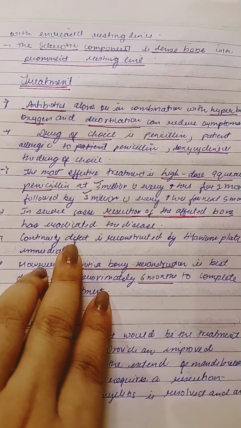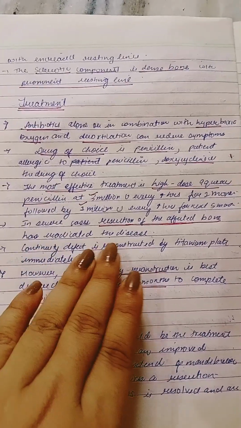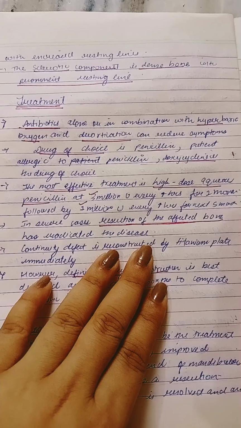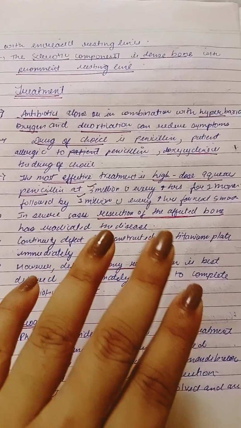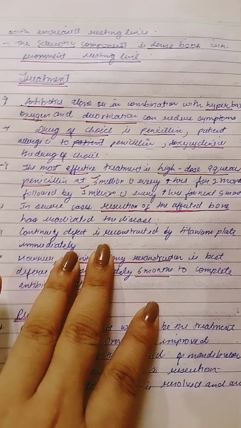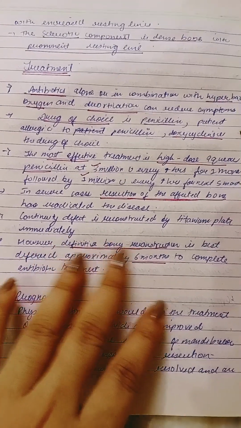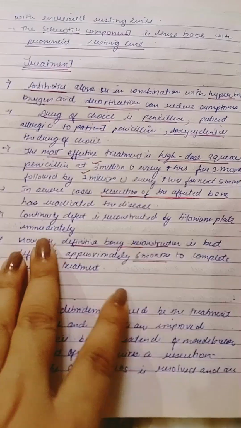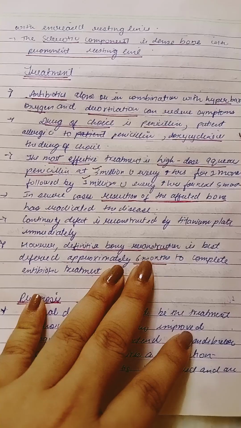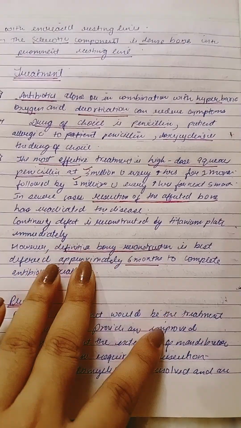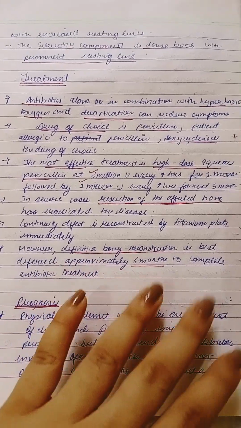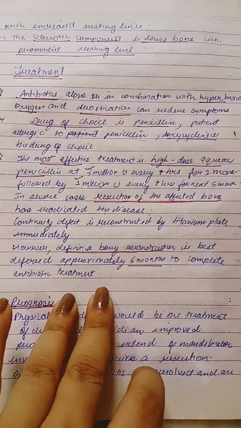Okay. Now, in severe cases, resection of the affected bone has eradicated the disease. So when the osteomyelitis is severe, resection is the treatment of choice. Continuity defect is reconstructed by titanium plate immediately. If we want to do immediate reconstruction, we give a titanium plate, but it is said that definitive bony reconstruction is best deferred approximately 6 months to complete the antibiotic treatment.